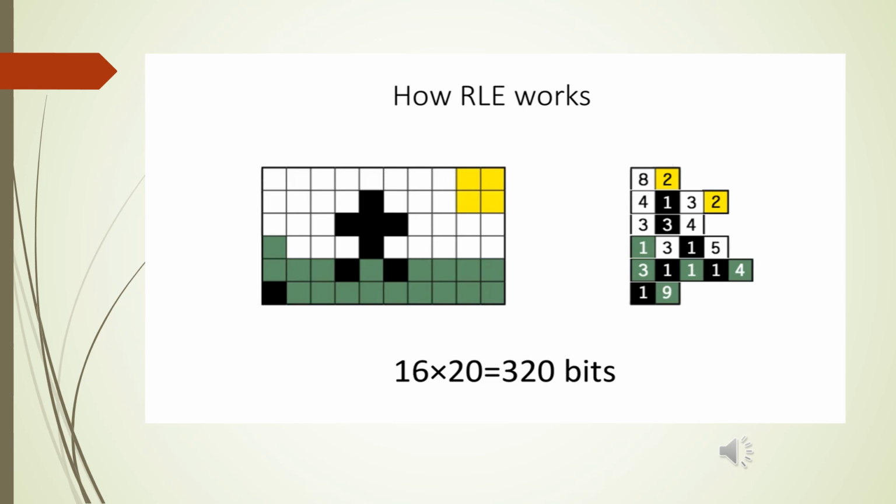So here you can see that initially we were taking 480 bits to represent this image, but now we are using just 320 bits to represent this image. So we are saving a good number of bits. In this way, lossless compression, or RLE, works.